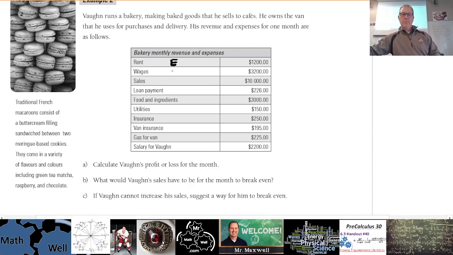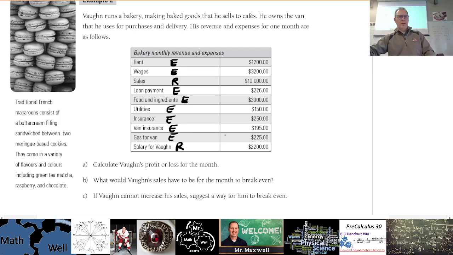Wages, so that looks like what he pays out to his employees. So that's an expense. Sales, that's a big R for revenue. Loan payment, expense. Food, expense. Utilities, expense. Insurance, expense. So these are all things that he's paying out, the expenses. Van insurance, expense. Gas, expense. And then salary for Vaughn. So that's what he pulls in, I guess.